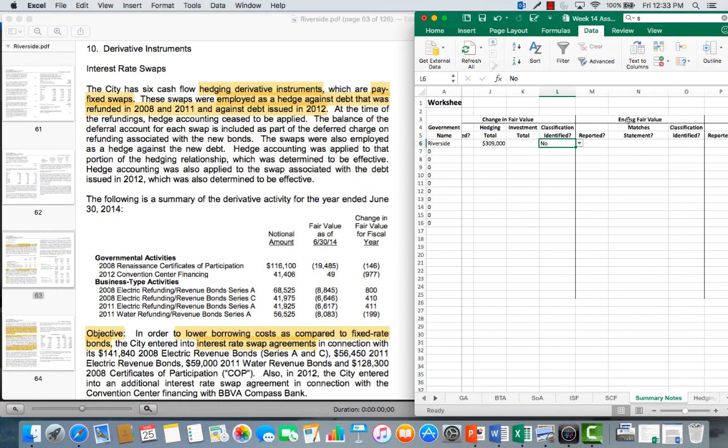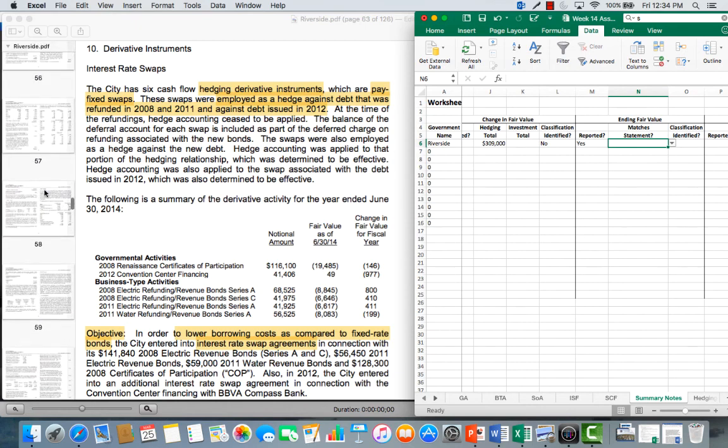Did they show the ending fair value? Yes, that's it right here, as of June 30th, 2014. So yes, that is reported. Then the question here is whether it matches the statement. And in order to figure that out, you have to add these all up, and the total happens to be $49,627,000 for all of them together. That's simple enough. We don't really need to look at governmental activities and business type activities separately.